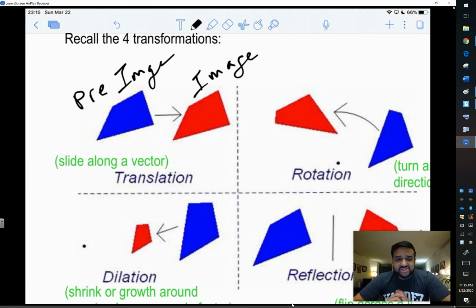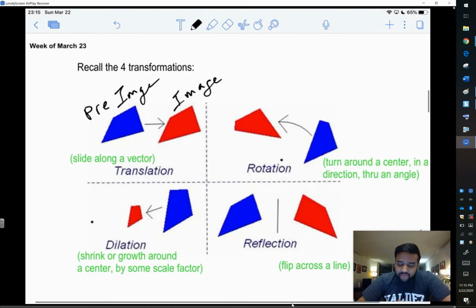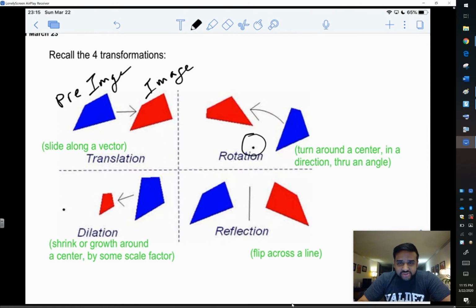So a translation is just a slide, horizontal, vertical, some combination of left, right, up, and down, maybe multiples of those. A rotation is a turn, you probably know that, around a fixed center of rotation through a given angle, 90, 180, something like this, in a certain direction. So you can't just say a 90-degree turn. You've got to say 90 counterclockwise or 90 clockwise.